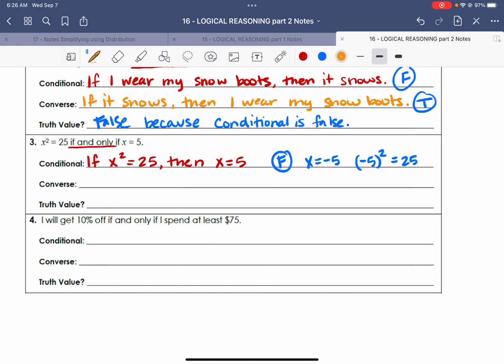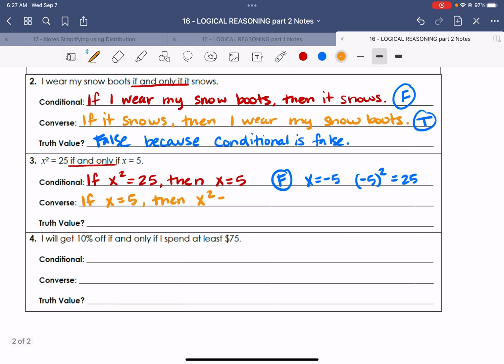The converse is where we take that conditional and we switch it. So if x equals 5, then x squared equals 25. Is that true or false? That's true, because if I plug in 5 squared, I'm going to get 25. Okay, but overall our truth value is false because the conditional was false.